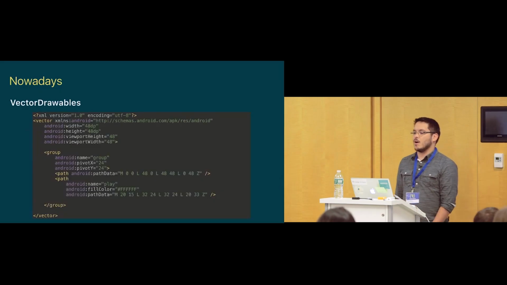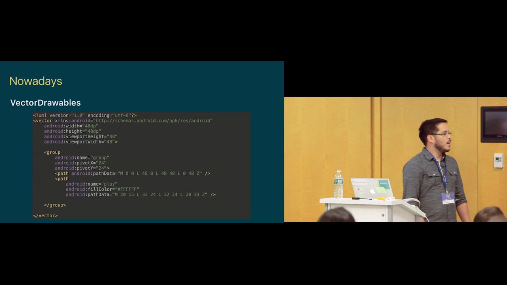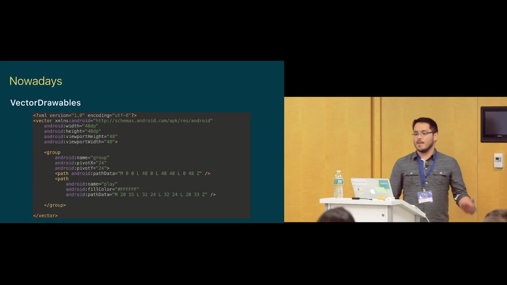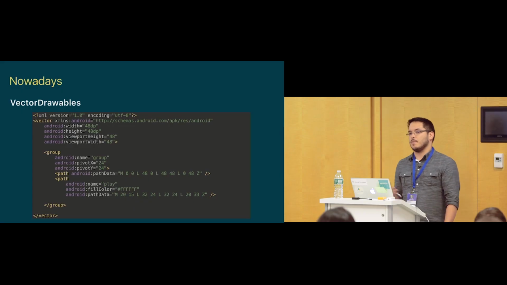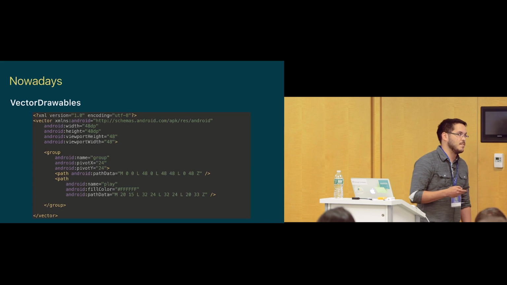So this is what a vector drawable looks like. We can have the vector with its height and width, and we have the group, and we can have path. And that's where the magic happens, in the path. We're gonna understand very well how it works, so we can make animations very soon.